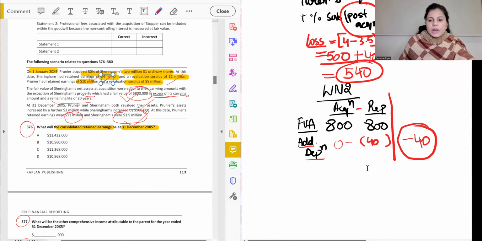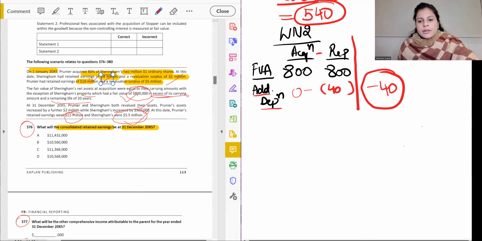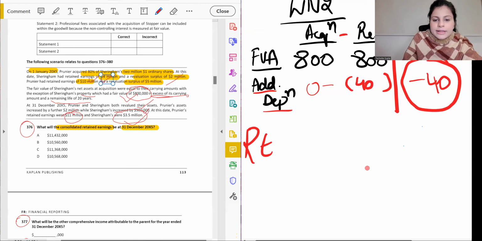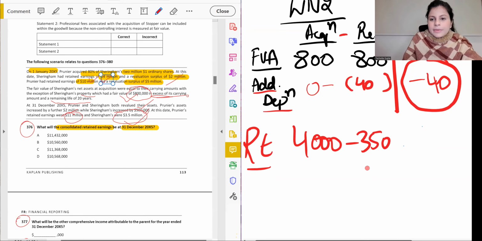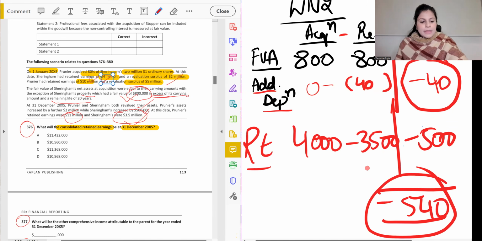Like you can even put your retained earnings over here. My subsidiary's retained earnings at the acquisition date were 4 million, right? So 4 million means 4,000. Then it was 3,500 at the reporting date, which gave me a loss of 500. So my total loss is 540. Post acquisition movement is 540.